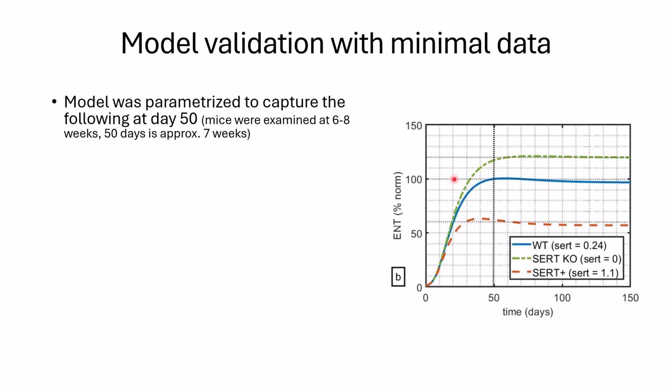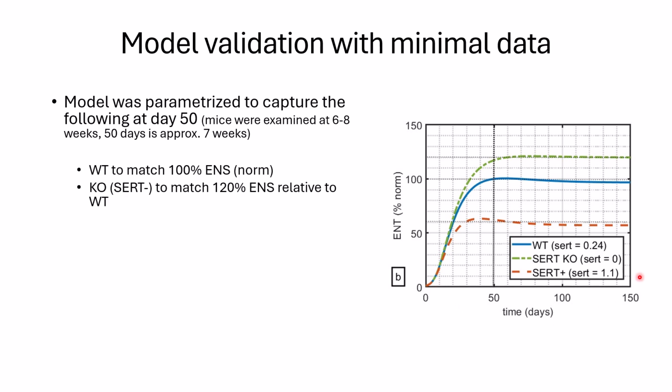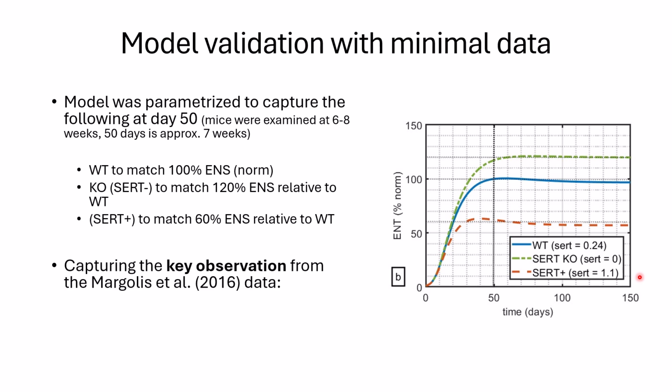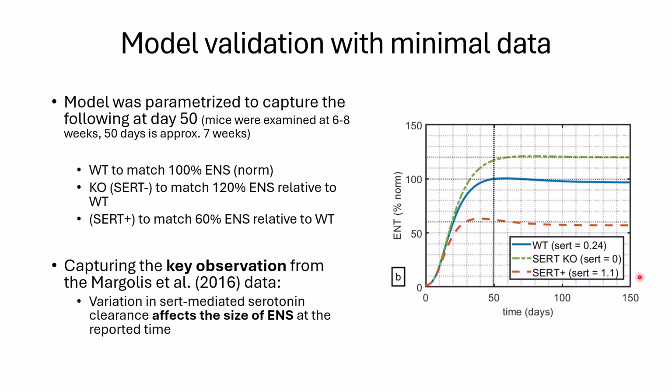So this was really the benchmark and the calibration that I was working to benchmark the model simulations. I do not have much more to work with, but still, this allows me to capture the key observation from this original data, which is that variation in the SERT-mediated serotonin clearance can affect the size of the enteric nervous system at the reported time. So it's basically playing with the value of my SERT parameter in order to calibrate the model to this.